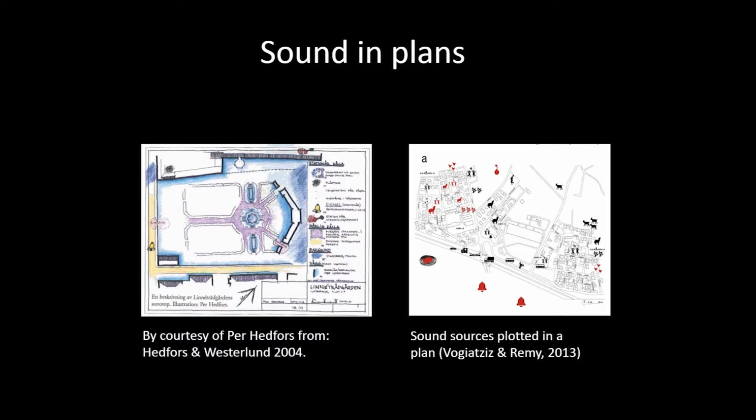So in this way, for instance, the first plan here is an example drawn by Per Hedfors, who is a landscape architect who was working with sound in the early 21st century and using different colors to represent different types of sound, for instance, if the sound is a moving sound. And then Vogiatsis and Remy, who did a survey in Greece, used different symbols to represent sound in an urban environment.